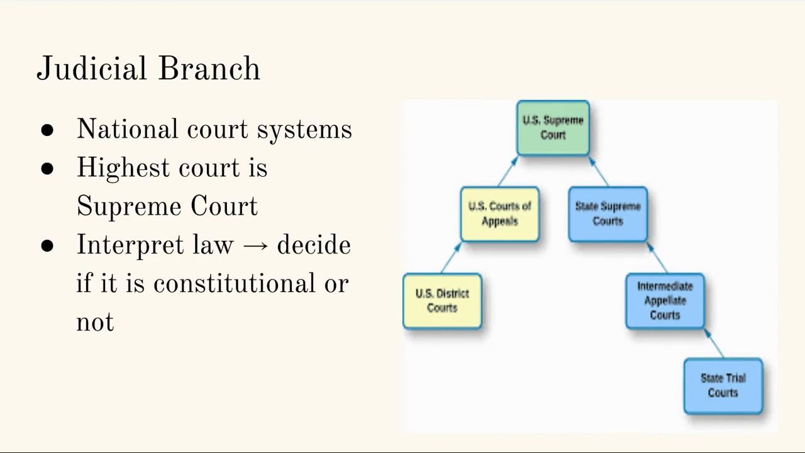The job of the judicial branch, at every level of the court system, is to interpret law. At the national level, that's usually deciding whether existing state level laws or even existing national level laws are constitutional. Do they apply to the Constitution as it fits our lives today?